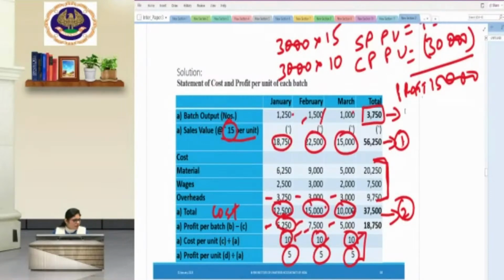Students, any doubt? Yes. Cost per unit is 10 and profit per unit is 5 for all the 3 months. No, it is not necessary, Aslam, that cost per unit or profit per unit of each batch will be equal. It's not necessary. All right.